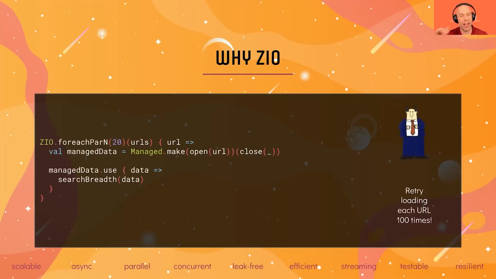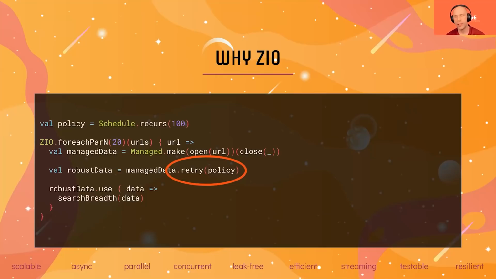And then our boss comes back to us and says, no, because sometimes when you open up these URLs, the act of opening that connection fails. And we don't want to fail the whole process just because one of these URLs was a little flaky. Let's retry the opening up of this. And so what do we do? Well, we call .retry on that managed resource, and we specify a policy, in this case, a policy that just recurs 100 times. So we'll retry connecting to that URL up to 100 times before we give up. The overall structure of our code didn't change almost at all.